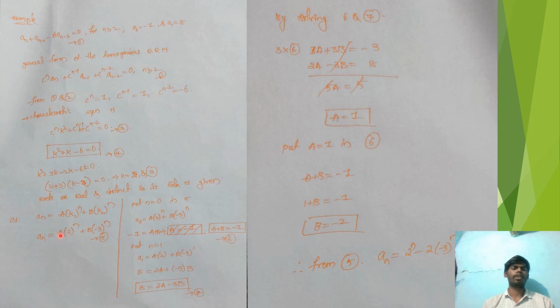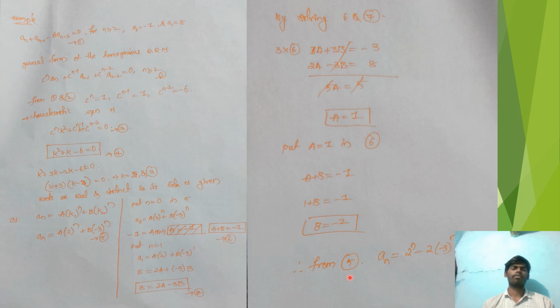Now we have to find the values a and b, so that we complete the general solution of the given problem. We don't know the values a and b, so we use the initial conditions: a_0 is equal to minus 1 and a_1 is equal to 8. By putting these two values in the equation, firstly a_0 is equal to minus 1, so put n is equal to 0 in equation 5, and we'll get a plus b is equal to minus 1. By putting n is equal to 1, we'll get 2a minus 3b is equal to 8. So by solving equations 6 and 7, we'll get a is equal to 1 and b is equal to 2.